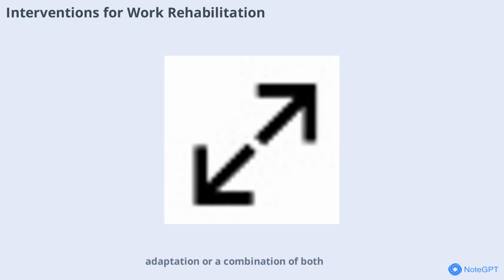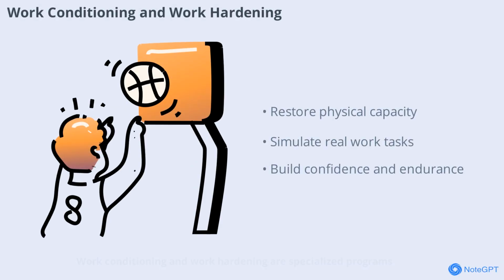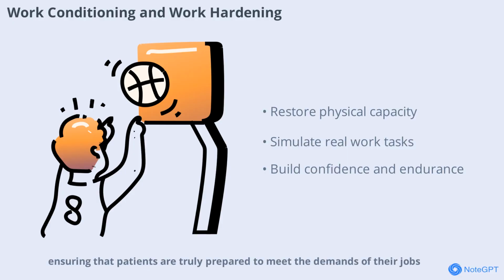a combination of both. Work conditioning and work hardening are specialized programs designed to prepare patients for a return to work. Work conditioning focuses on restoring physical capacity through targeted exercises and work simulations, typically over several weeks. Work hardening is more comprehensive, involving multidisciplinary teams and addressing both physical and psychological readiness. These programs use graded real-world tasks to build stamina, confidence, and skills, ensuring that patients are truly prepared to meet the demands of their jobs.